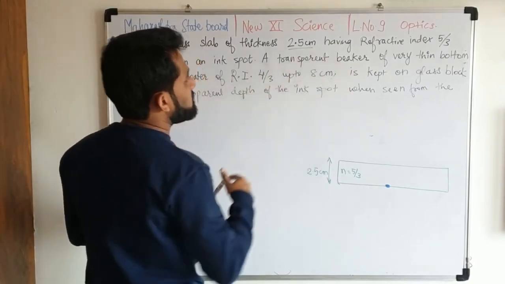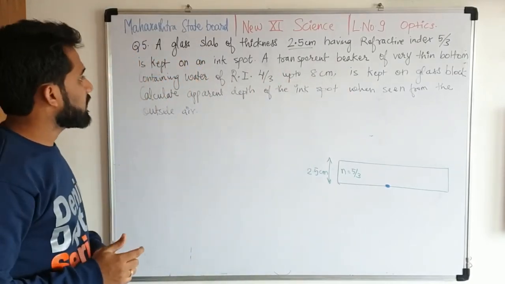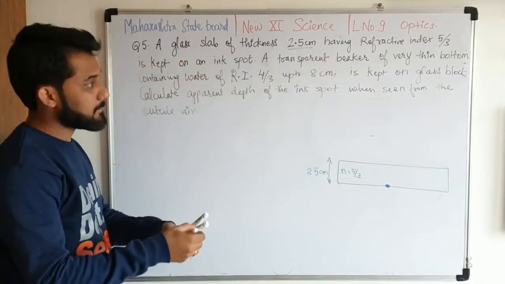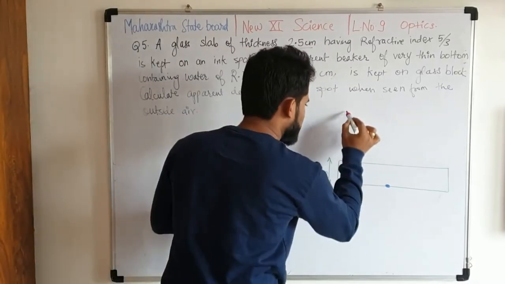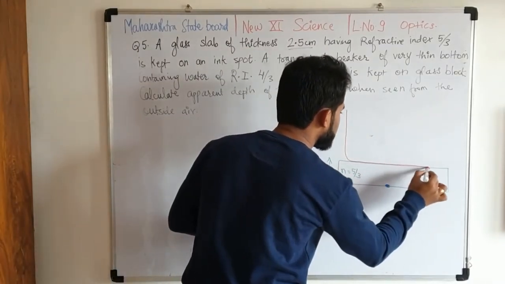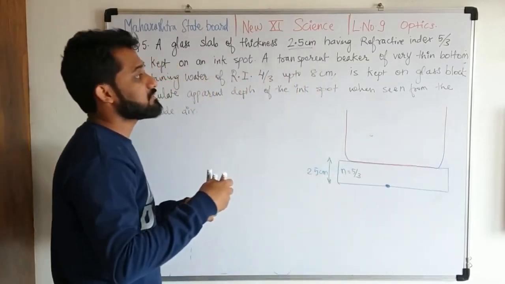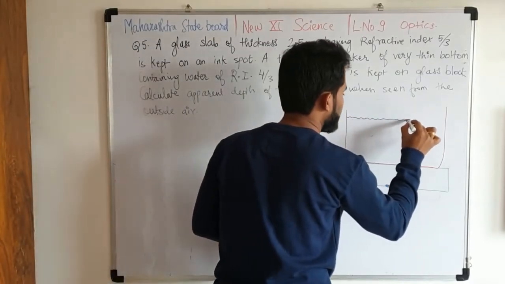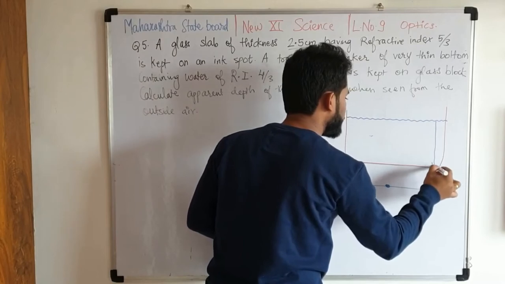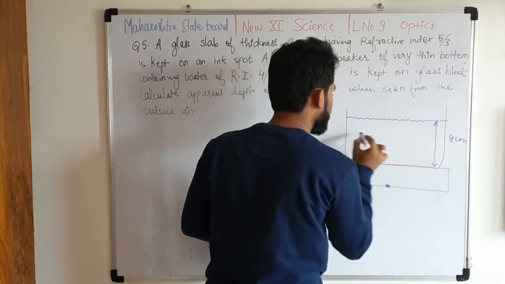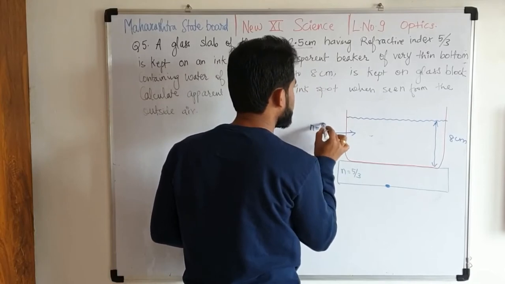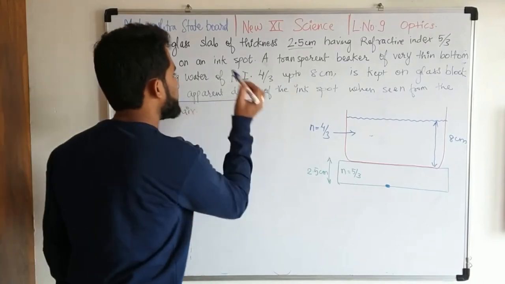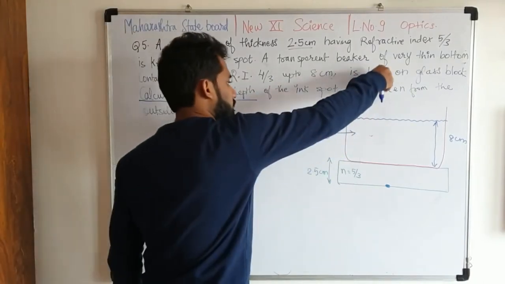Further, a transparent beaker of very thin bottom containing water of refractive index 4/3 up to 8 centimeters is kept on the glass block. On this glass block, a beaker is placed, whose thickness is negligible, in which water is filled up to 8 centimeters, and the refractive index of water is 4/3. Question is, calculate the apparent depth of the ink spot when seen from the air, from the top.